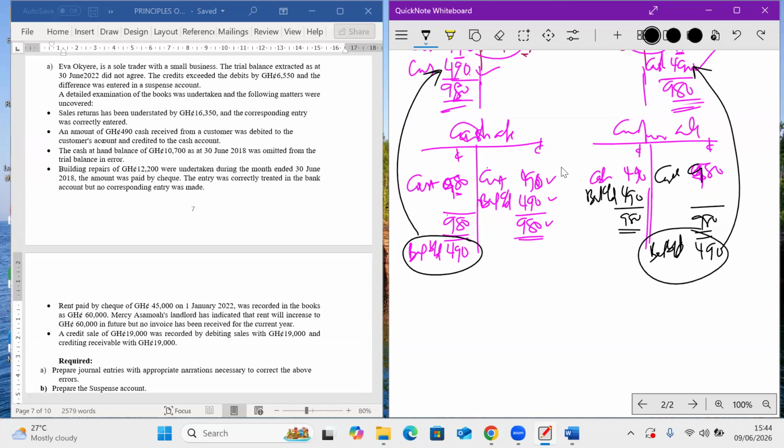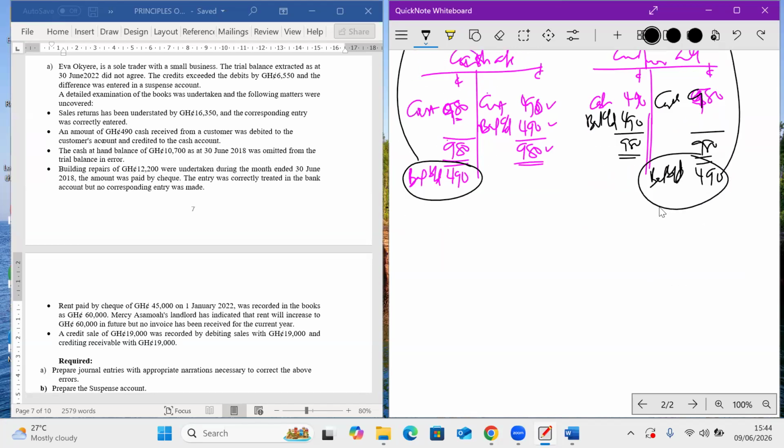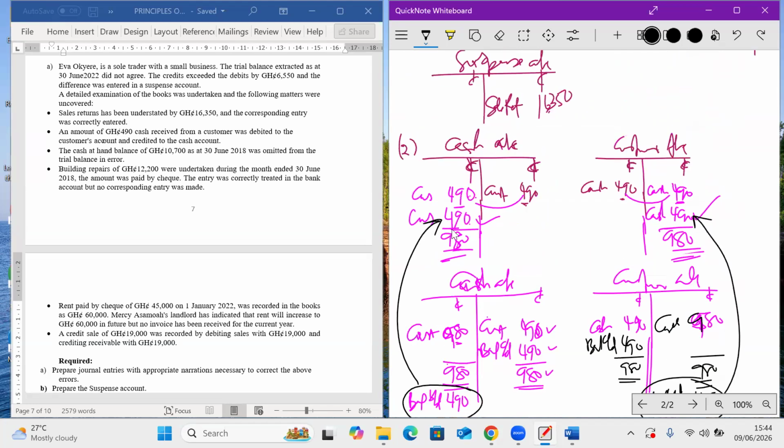So now I've had a customer value here. Because the first 490 on the credit side will cancel the 490 on the debit side, and that will give us zero. So I have to introduce another 490 there. Are you getting it? Yes.